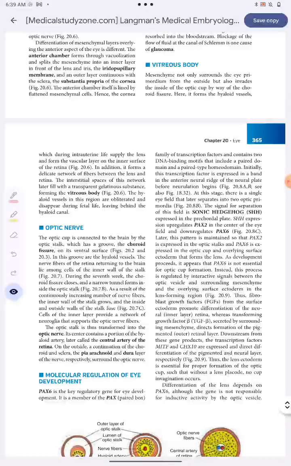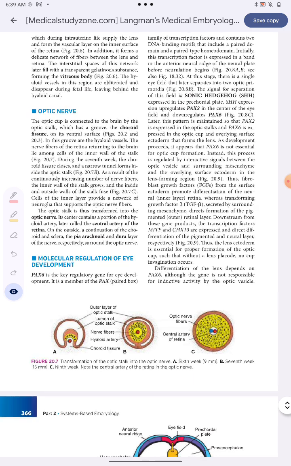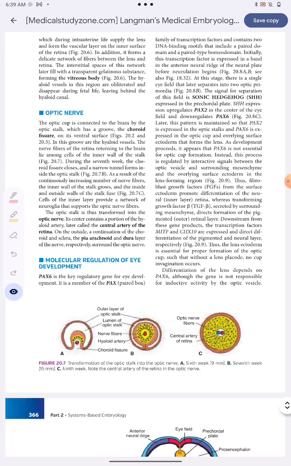The development of the vitreous body. Mesenchyme not only surrounds the eye primordium from the outside but also invades the inside of the optic cup. It forms the hyaloid vessels, which supply the blood in intrauterine life, and the interstitial spaces of the network are filled with a gelatinous substance called the vitreous body. Hyaloid vessels are obliterated and disappear during fetal life, leaving behind the hyaloid canal. The hyaloid canal is seen in the gross anatomy of the eye, passing through the center in the transverse section.